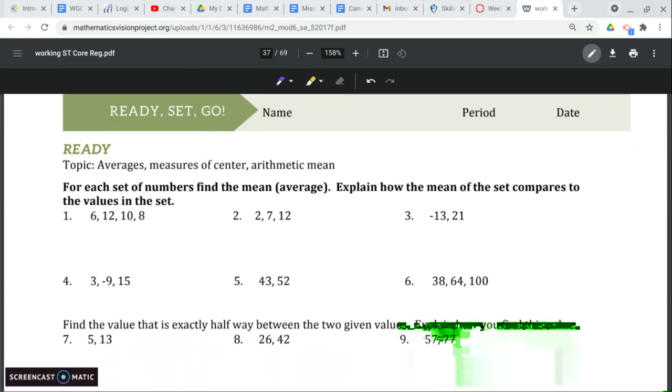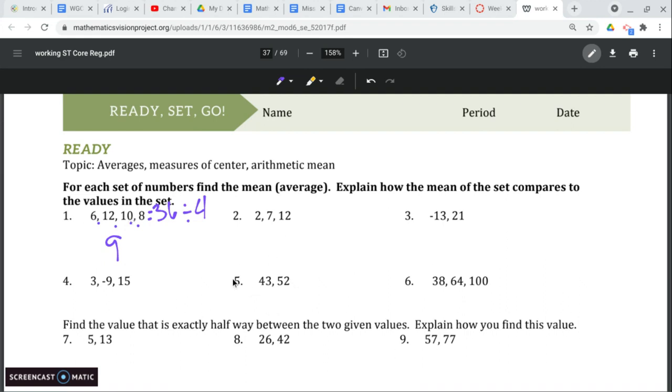So remember, finding the average is where we add all of the values together and divide by how many there are. For number 1, we add 6 and 12 and 10 and 8. 6 plus 12 is 18, and 8 plus 10 is 18. So 18 plus 18 is 36. There are 1, 2, 3, 4 values, so we divide by 4. 36 divided by 4 is 9. So the mean is pretty close to the set of data that we have here.